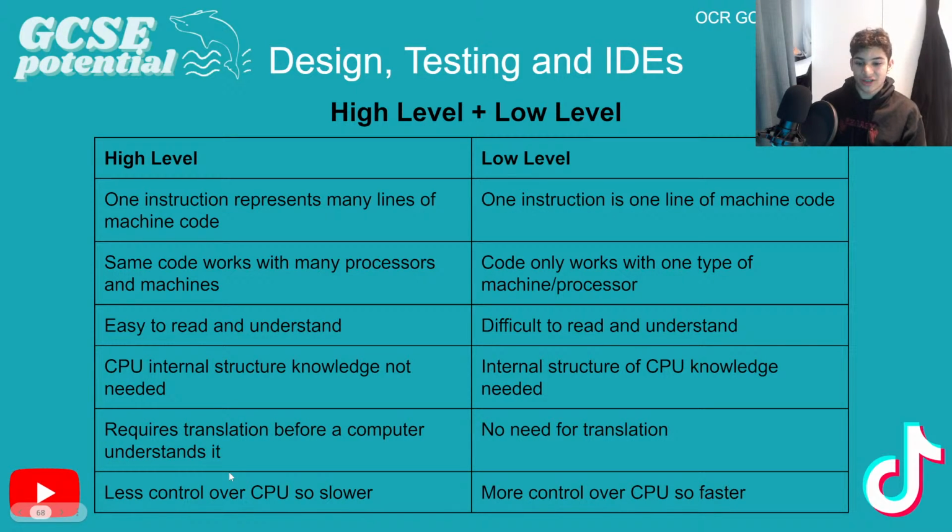With high level, there's less control over the CPU, so it's often slower because you don't really work with the specific nitty gritty of the CPU, and you don't need to know its memory structures. It means you have less control. But if you know its memory structures, you know exactly how the CPU works, you have more control, so you can make it a bit faster.